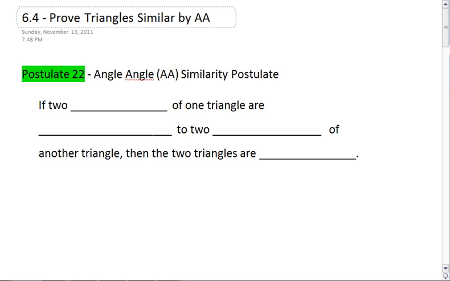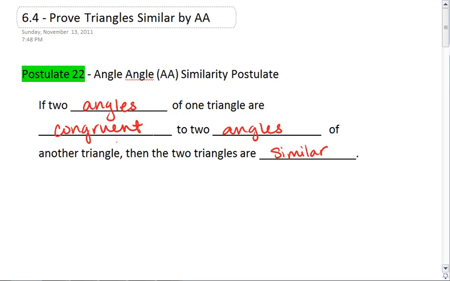Section 6.4, Proving Triangles Similar by AA. So our one big postulate for this section is Postulate 22, which is the angle-angle, or AA, similarity postulate. This postulate tells us that if two angles of one triangle are congruent to two angles of another triangle, then the two triangles are similar.